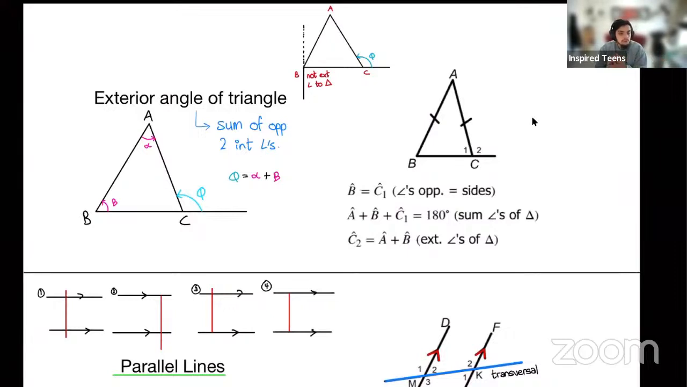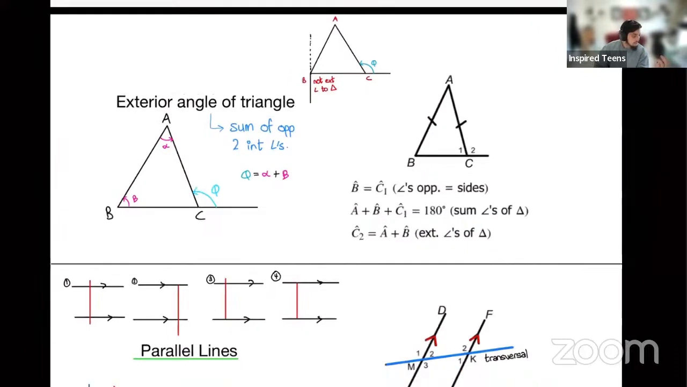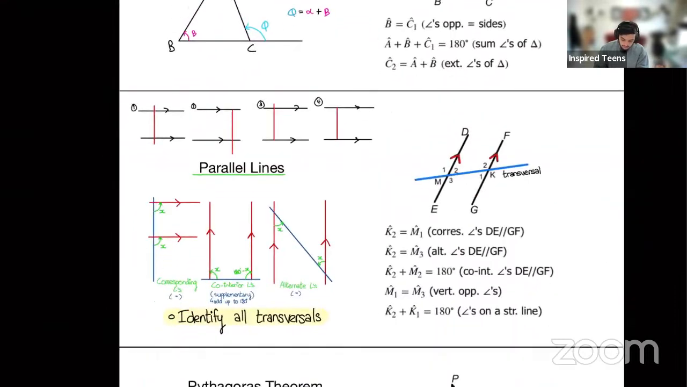And then we said, how do we calculate it? It is actually the sum of the opposite two interior angles. Okay, cool. So let's have a look at this.